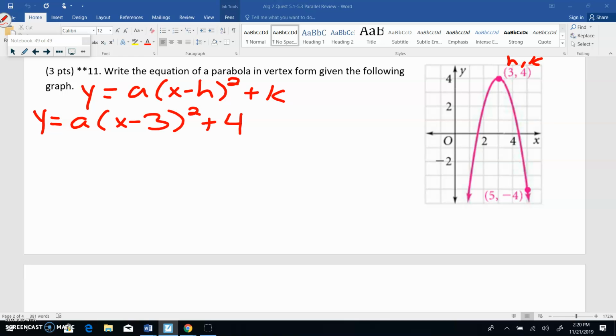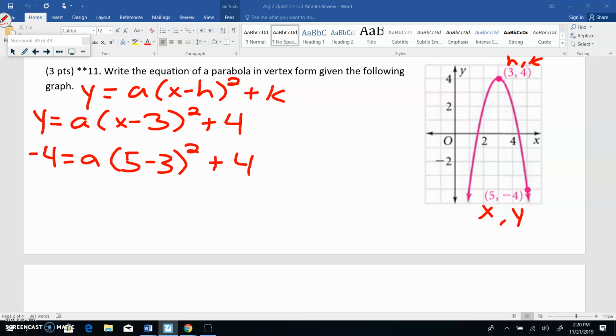All right, and I need one more. I need to find the a. In order to find the a, you take the last piece of information they give you. They give you that last point down there, that (5, -4). Okay, 5 is going to be your x, -4 is going to be your y, and it's a simple plug in and simplify. Okay, so y is -4 is equal to a times x is 5.